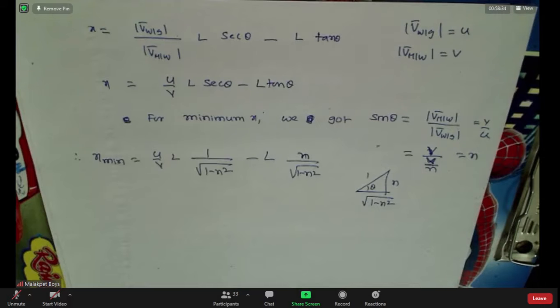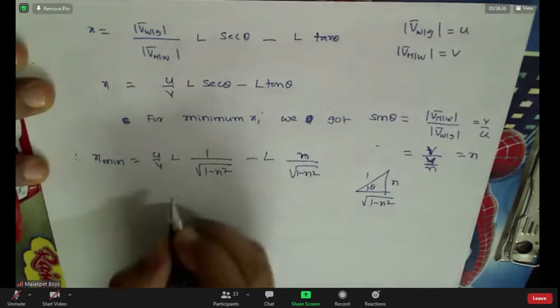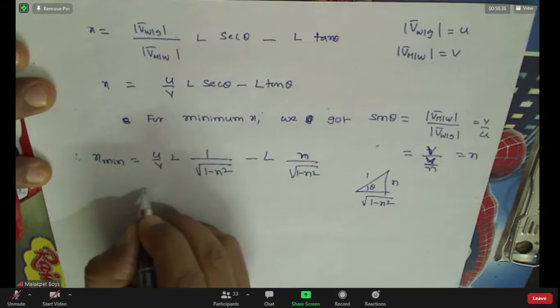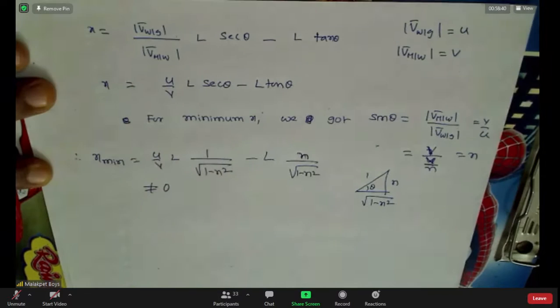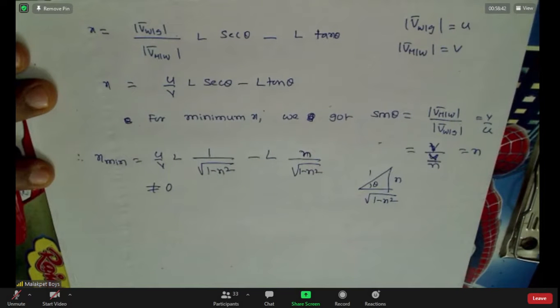Any doubt is there? So you can see this is not 0, no? Previously it is 0. Any doubt is there?